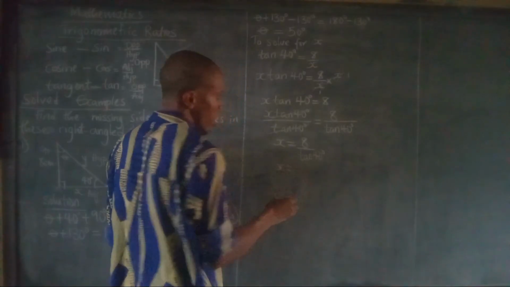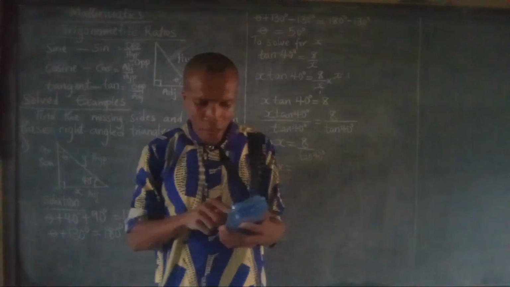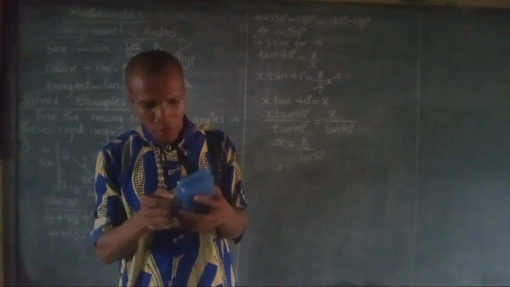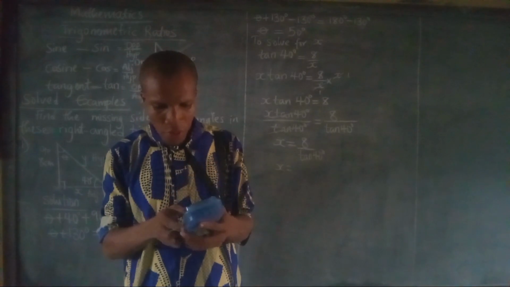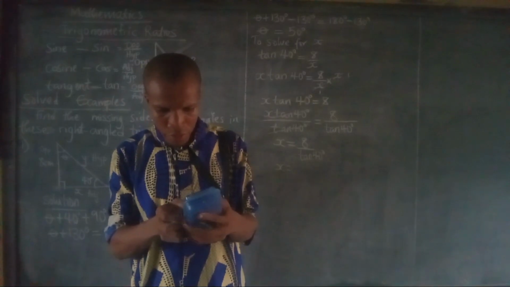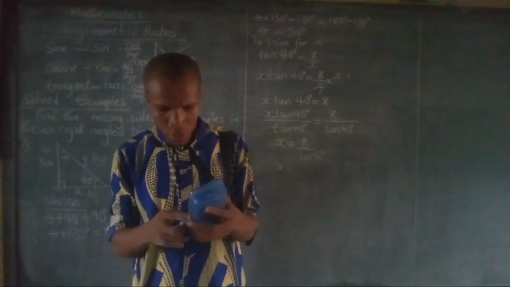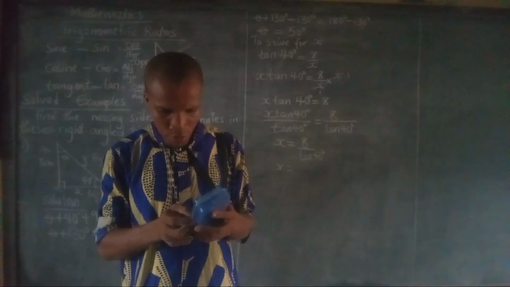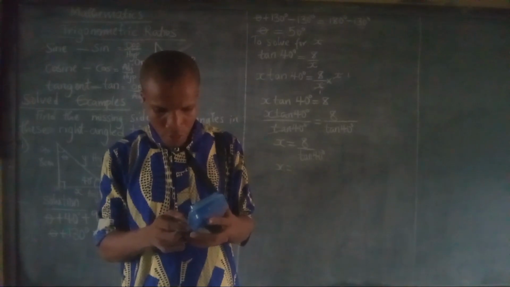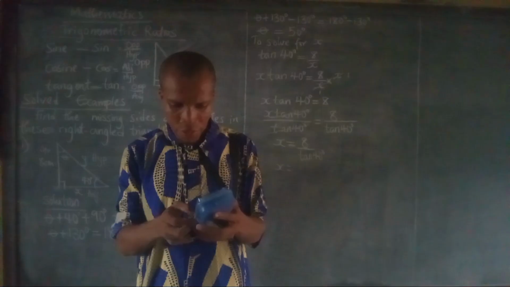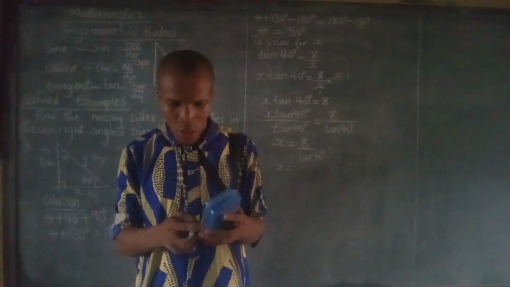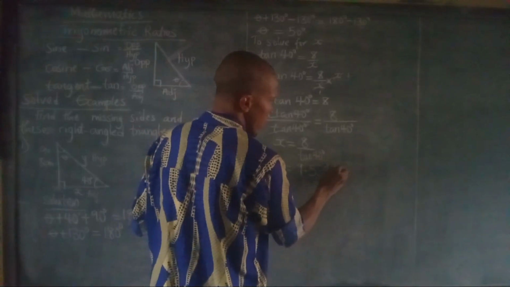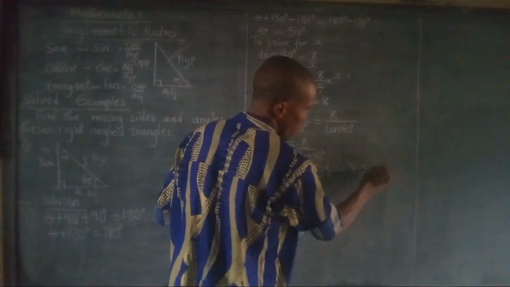So our x will be, here we employ our calculator. Checking 8 divided by tan 40, that gives us 9.534. Let's say that's approximately 9.5 cm. This is the value of our x.